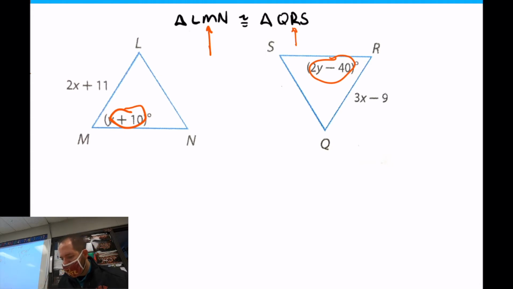But on this one, you do have to set those two terms at M and R equal. So y plus 10 is equal to 2y minus 40. So I set those equal to each other and solve. How do we solve that? Somebody walk me through it. What do we do? Pretty straightforward. This will be my last example of the day here. But what do we have to do?